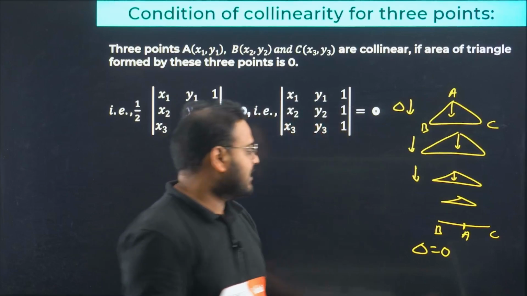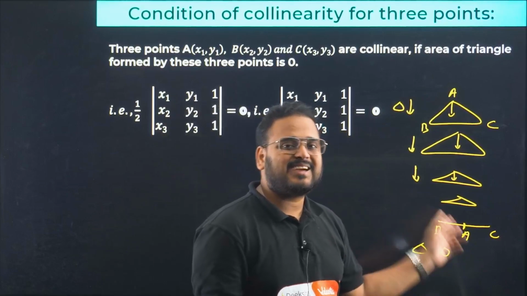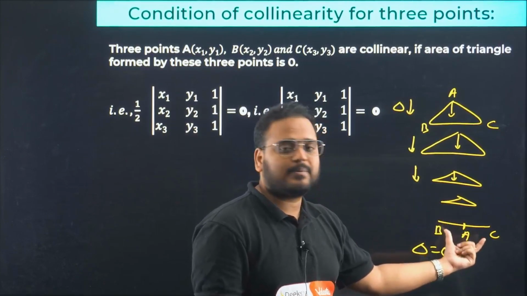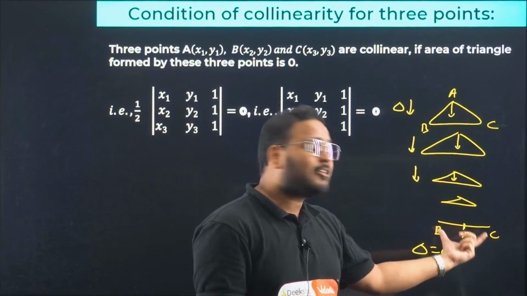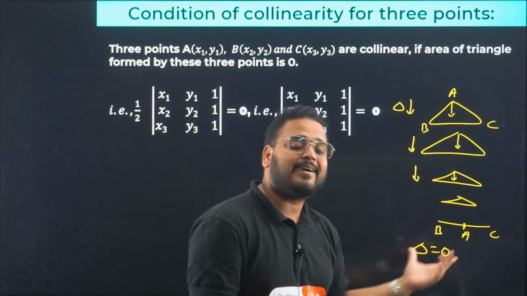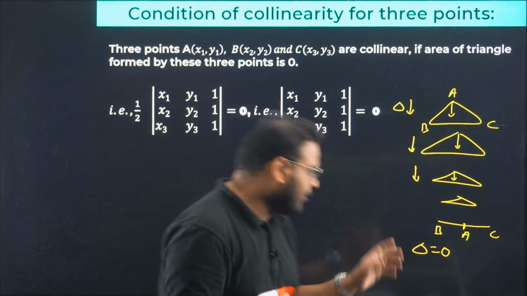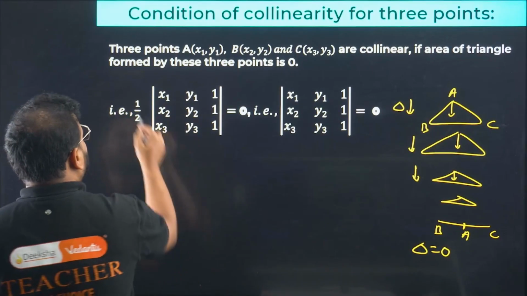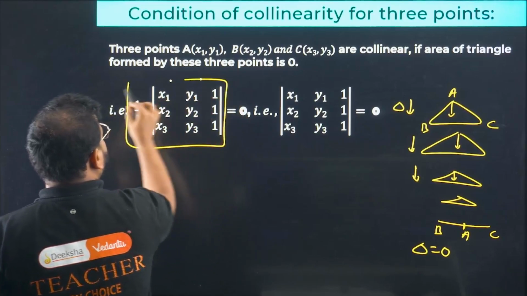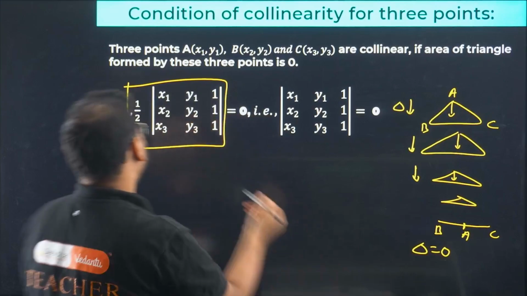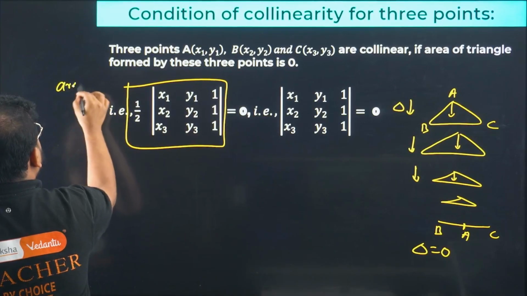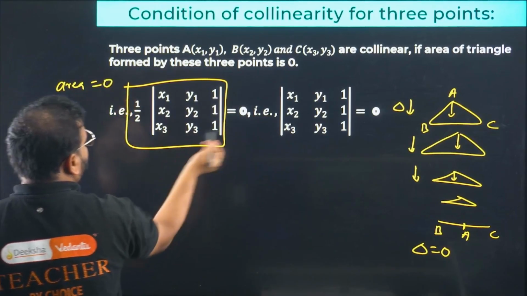How come, sir? It's not a 2D figure anymore. It's a straight line, a one-dimensional figure. In that case there's no area; you have only the length of the figure. You can find the length of AC, AB like that, but you can't find the area of ABC. If it is a straight line, can you find the area? You can't, because the area is equal to 0. This is the area formula, equal to 0.